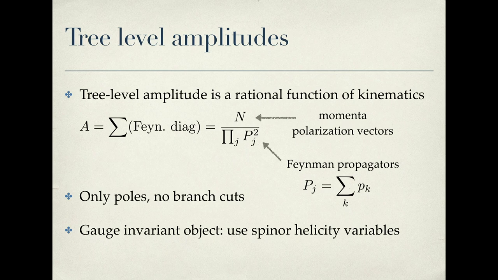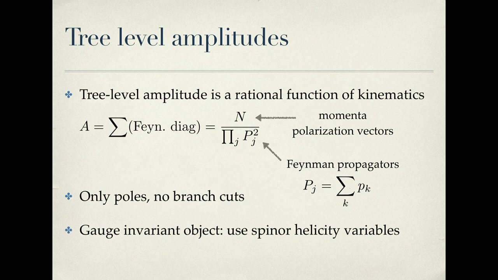The tree-level amplitude is a rational function of kinematics. We can think about it as a sum of Feynman diagrams if we want, but once we take the full amplitude, we can write it as some huge rational function. We just sum everything, which has some numerator that depends on momenta and polarization vectors, and it has poles in the denominator. So we just take everything under a common denominator, so it has many poles in the denominator and some gigantic numerator, but it's a rational function.